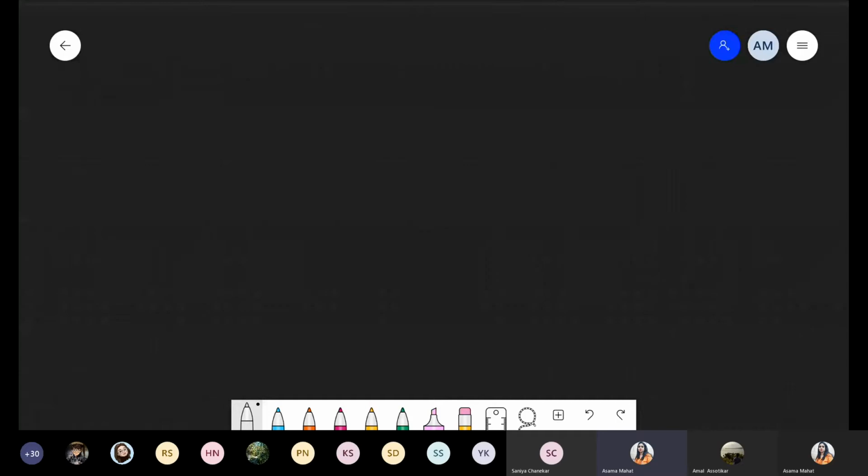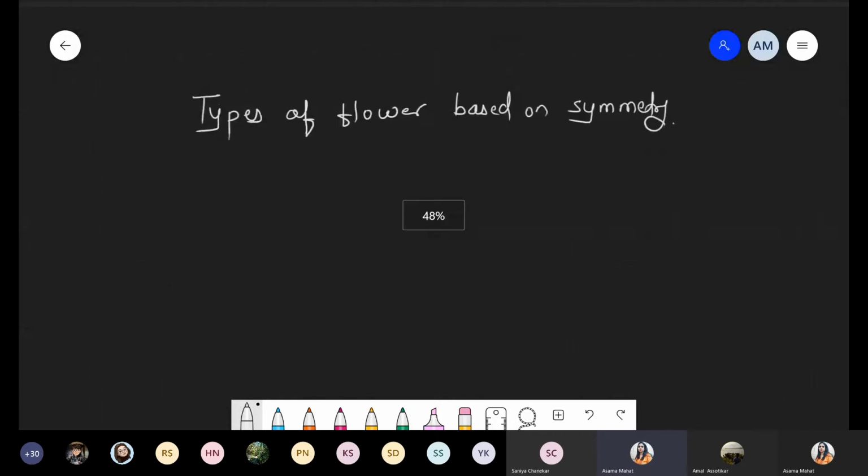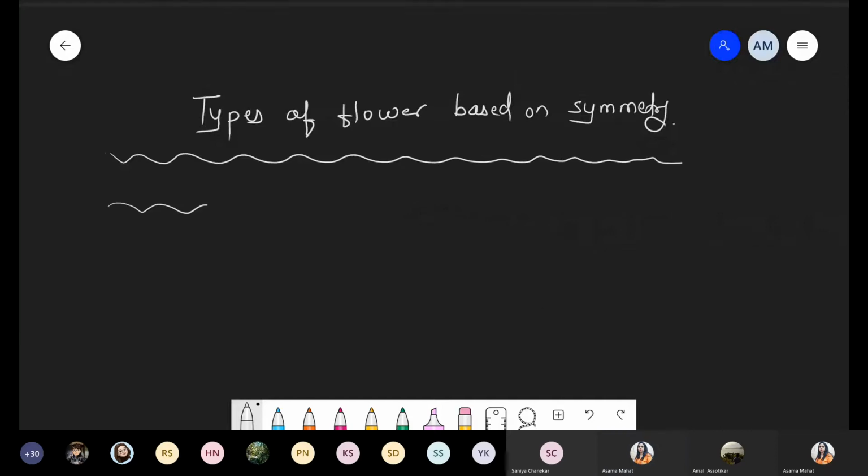So next point we are talking about is types of flower. Chalo, write down the title: types of flower. And now these types of flower are based on symmetry. Totally based on symmetry. What kind of symmetry is present? Basically there are two types of this flower: zygomorphic and actinomorphic. Okay, chalo.